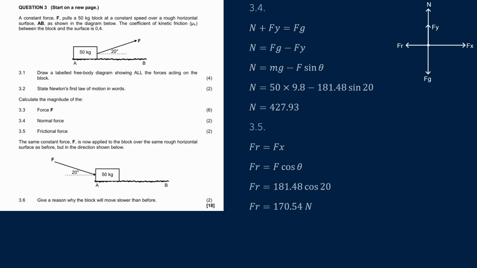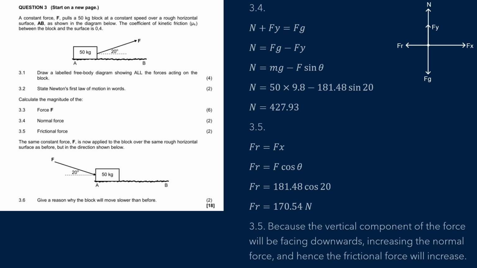3.6. The same constant force F is now applied to the block over the same rough horizontal surface as before, but in the direction shown below. Give a reason why the block will move slower than before. Simple. The vertical component of the force will be facing downwards, increasing the normal force, and hence the frictional force will also increase as it is directly proportional to the normal force. And that concludes question 3.